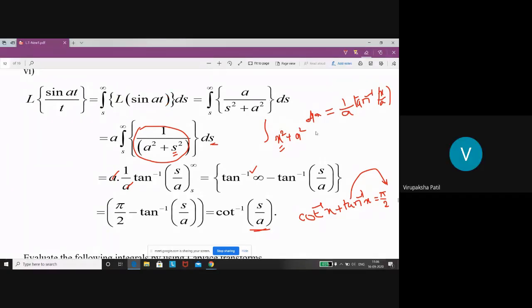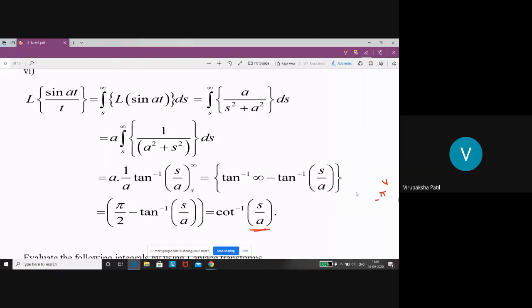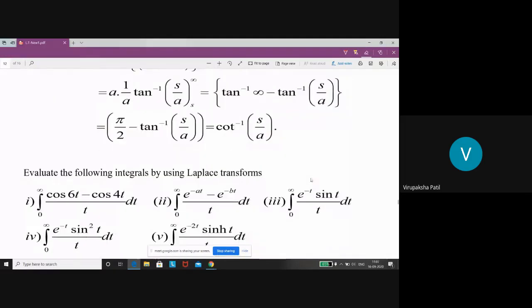So the final answer is what in this case? This is a special example, please remember, because that's why I told you 99% of the answers in case of the divided by t property are in terms of log. 1% you will get answers like this. That is cot inverse s by a. Is that clear? Yes, sir. Okay.